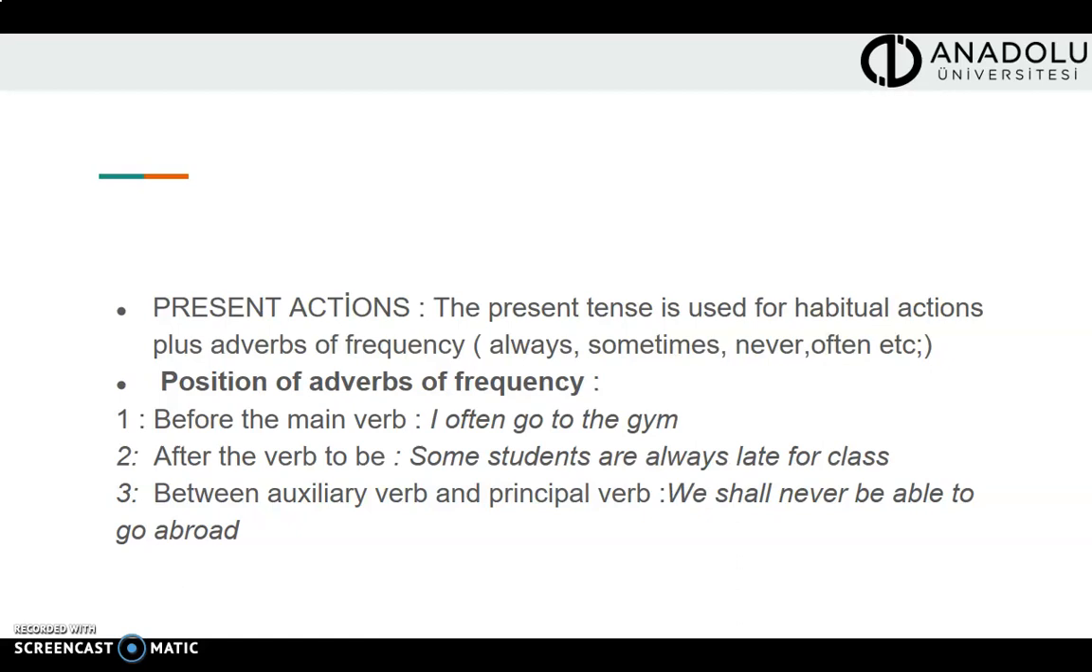First, they go before the main verb. For example, I often go to the gym. After the verb to be, always. An example is, some students are always late for class. Thirdly, between the auxiliary verb, that means the helping verb, and the principal verb. This is just one example. We shall never be able to go abroad.